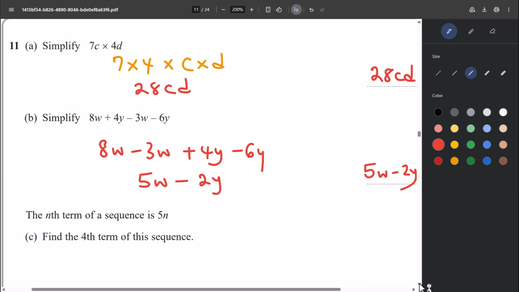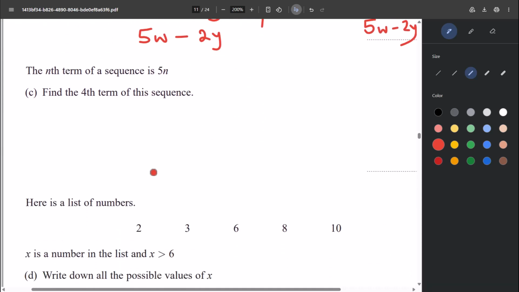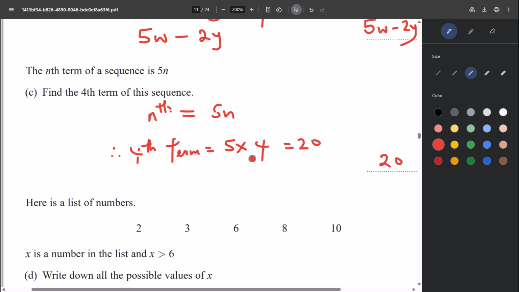And this question says the nth term of a sequence is given by 5n, what is the fourth term of the sequence? Of course, you know that the nth term is already given by 5n. So that will mean that the fourth term will definitely be 5 times n, which is 4, and that would be 20. So the fourth term of the sequence having an nth term 5n is 20.